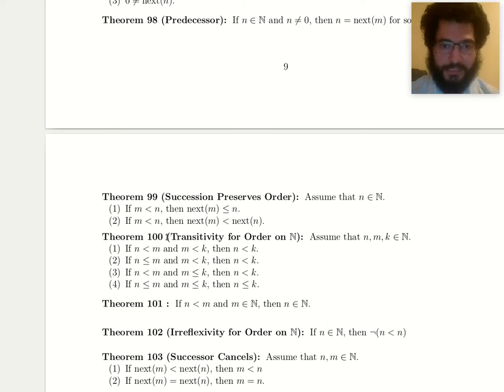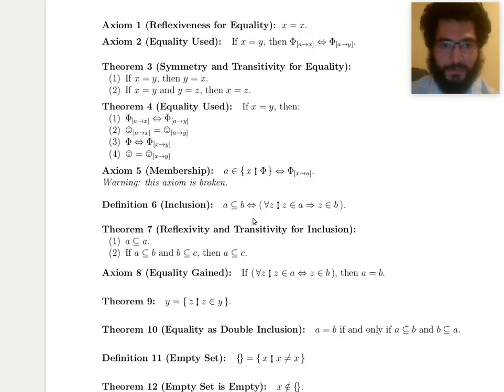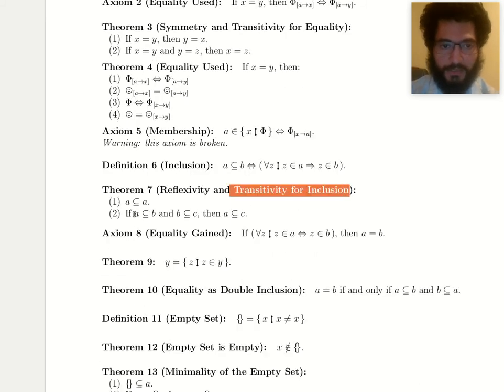Now for transitivity. Transitivity for the order. So you've seen several transitivity results, like transitivity for equality. Transitivity always tends to involve three things and a relation. So first to second, second to third implies first to third. So this kind of relationship. You've seen transitivity for inclusion, first to second, second to third, therefore first to third.